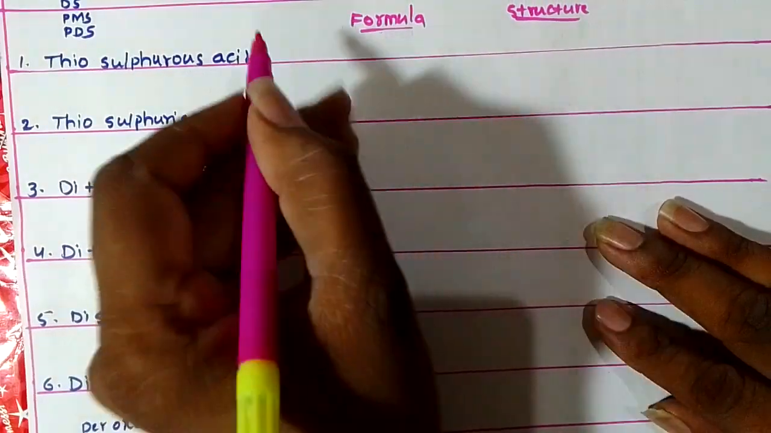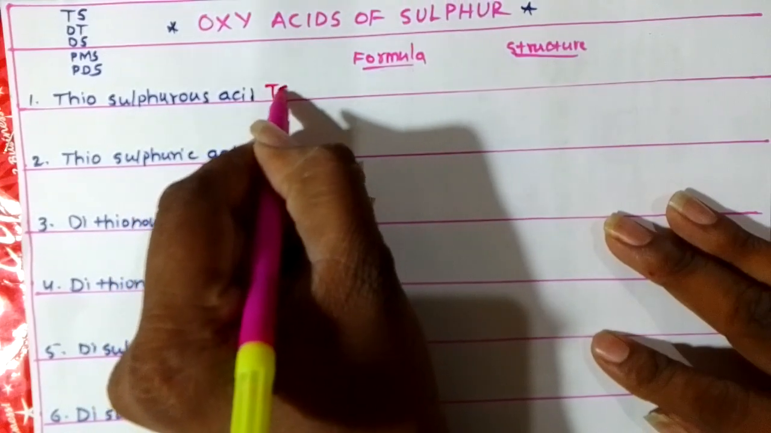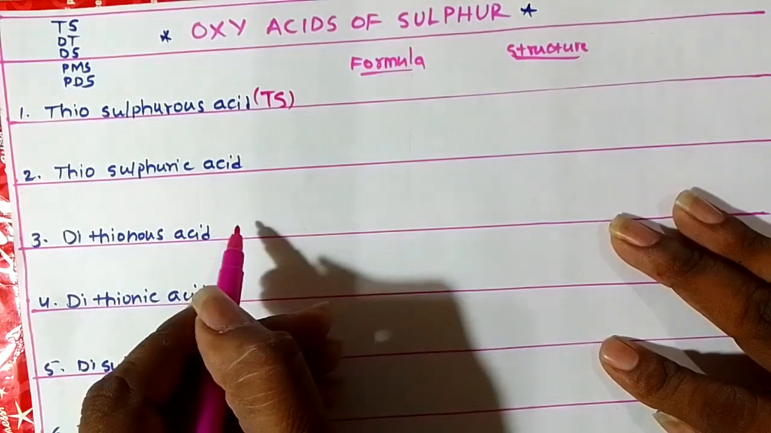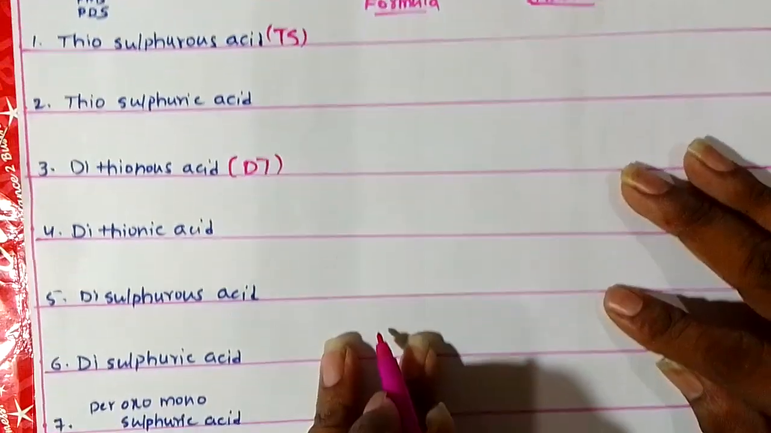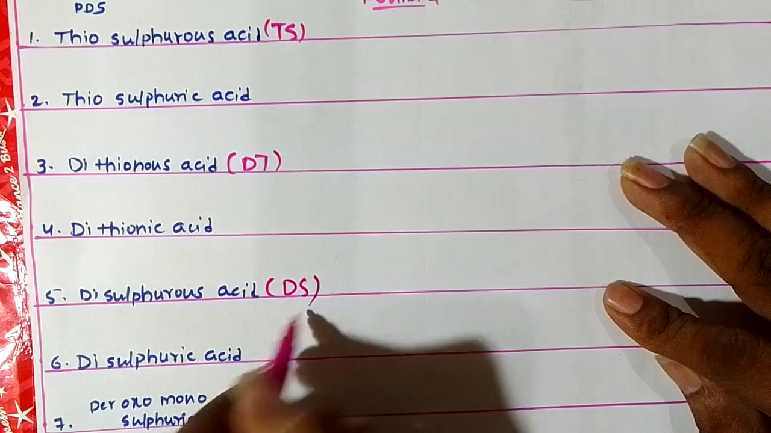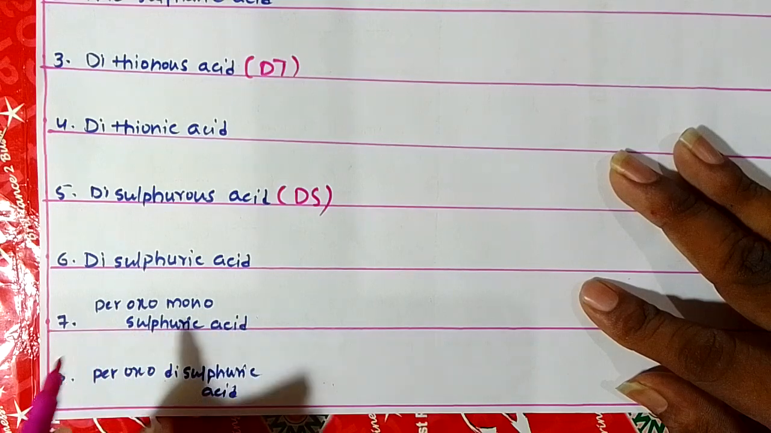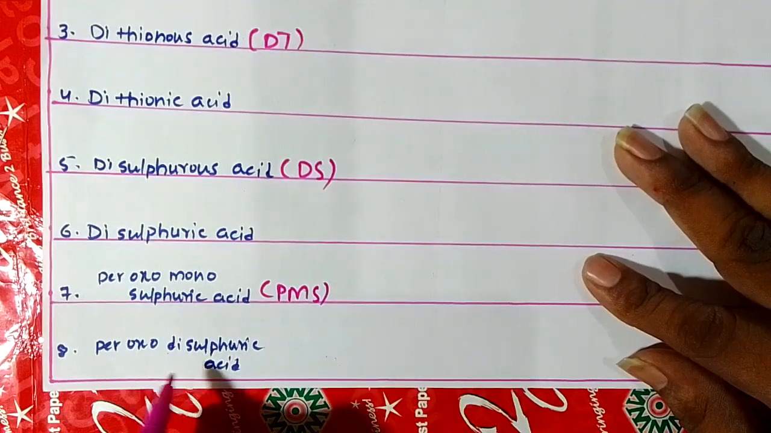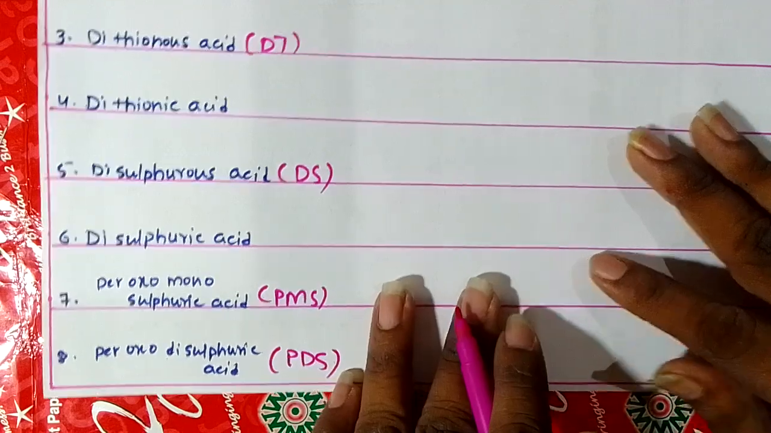Now thiosulfurous acid, in shortcut we can write TS. TS means thiosulfurous acid, thiosulfuric acid. Dithionous acid, in shortcut let us imagine DT. DT means dithionous acid, dithionic acid. Disulfurous acid, in shortcut DS. DS means disulfurous acid, disulfuric acid. Peroxomonosulfuric acid, in shortcut PMS. And peroxodisulfuric acid, in shortcut PDS.